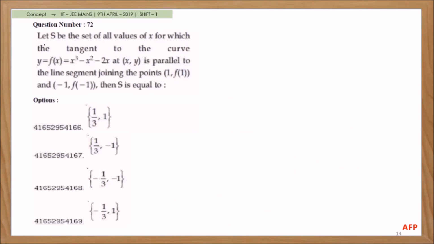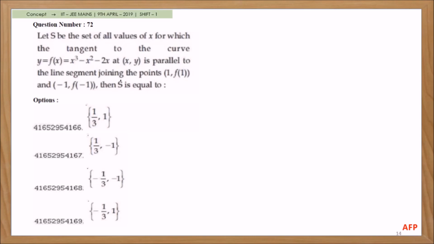Next problem: let capital S be the set of all values of x for which the tangent to the curve at point x comma y is parallel to the line segment joining the 2 points. These are the 2 points given. So the tangent to the curve and the line segment are parallel. Two lines are parallel, so their slopes are always equal.